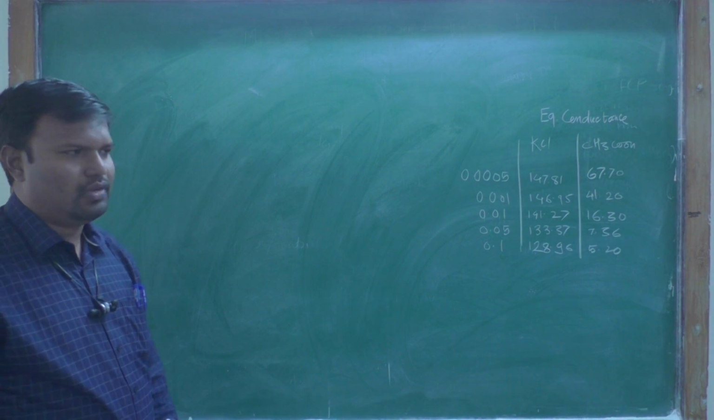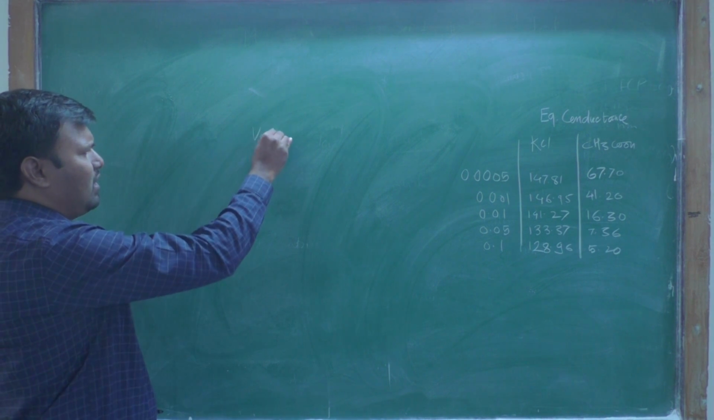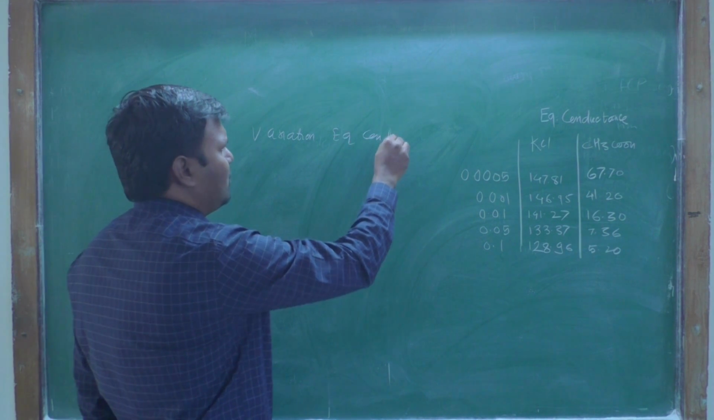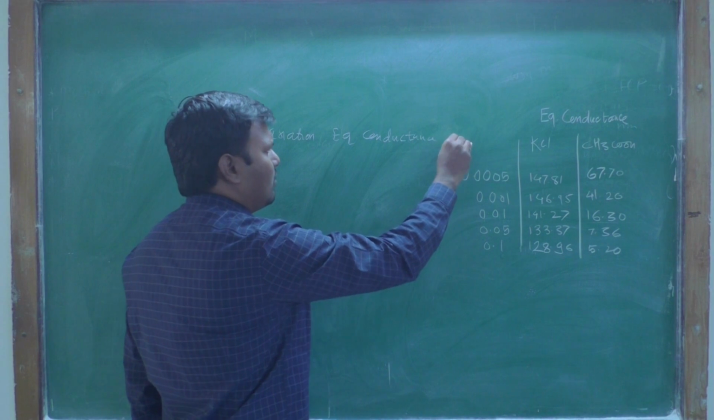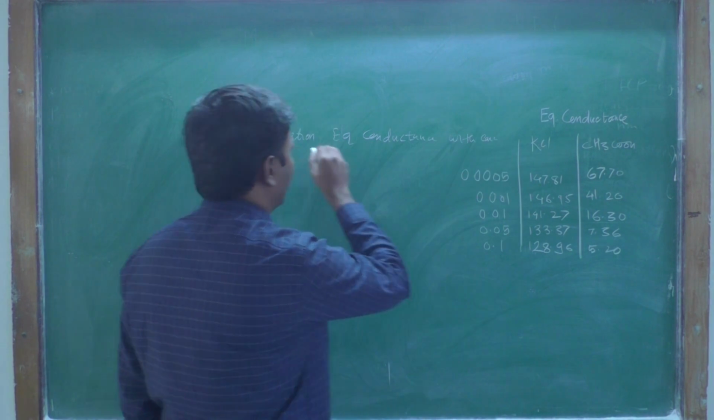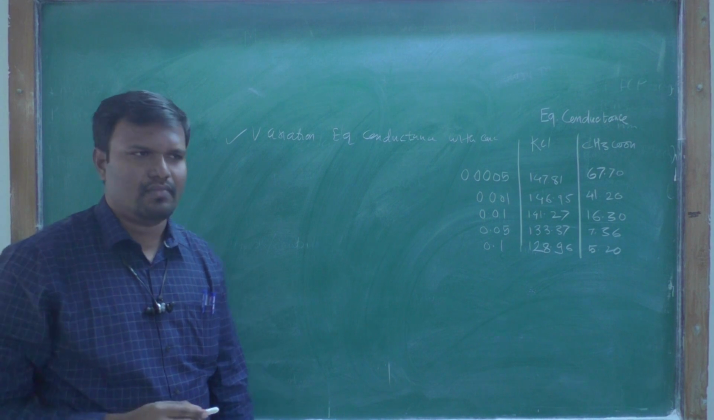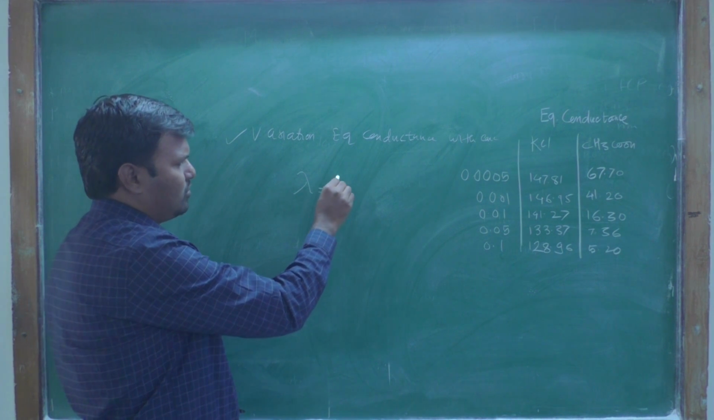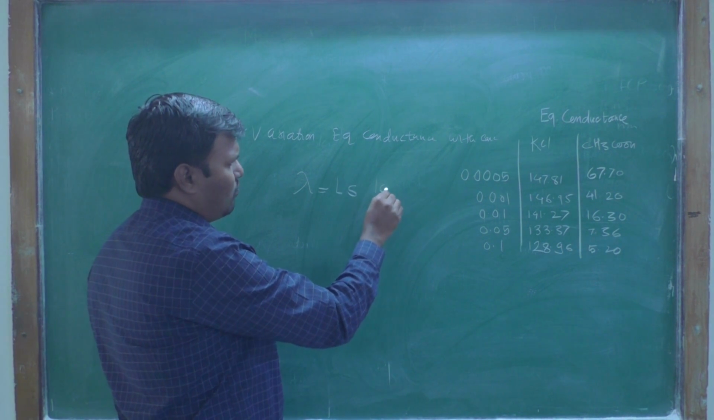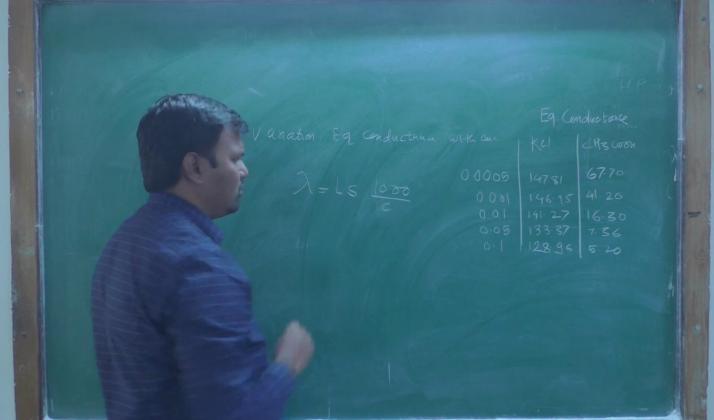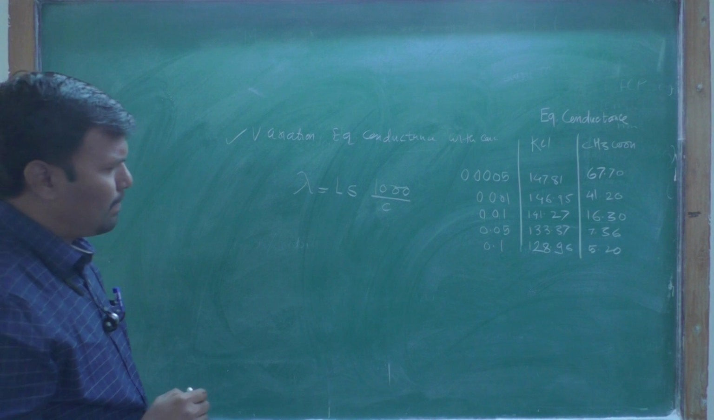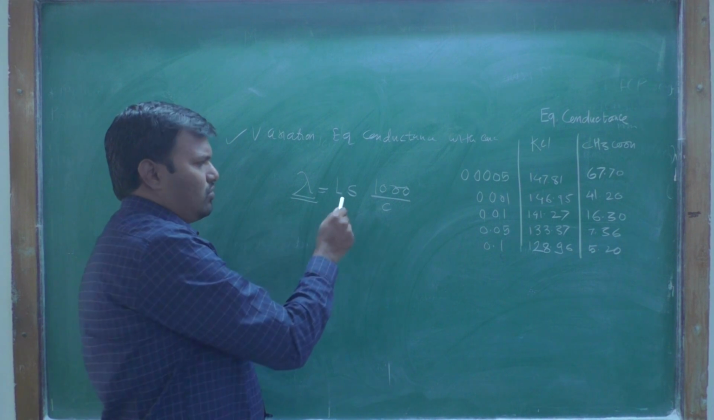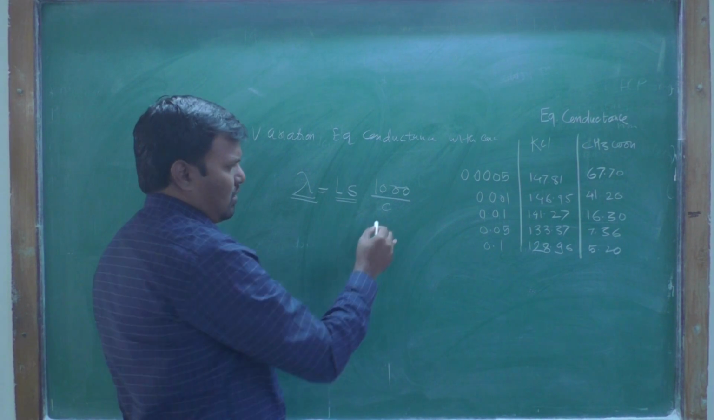So, dear students, today we will discuss variation of equivalence conductance with concentration. Very important. We know that the equivalent conductance is given by Ls into 1000 upon C. Therefore, the equivalence conductance depends upon the specific conductance and the concentration.